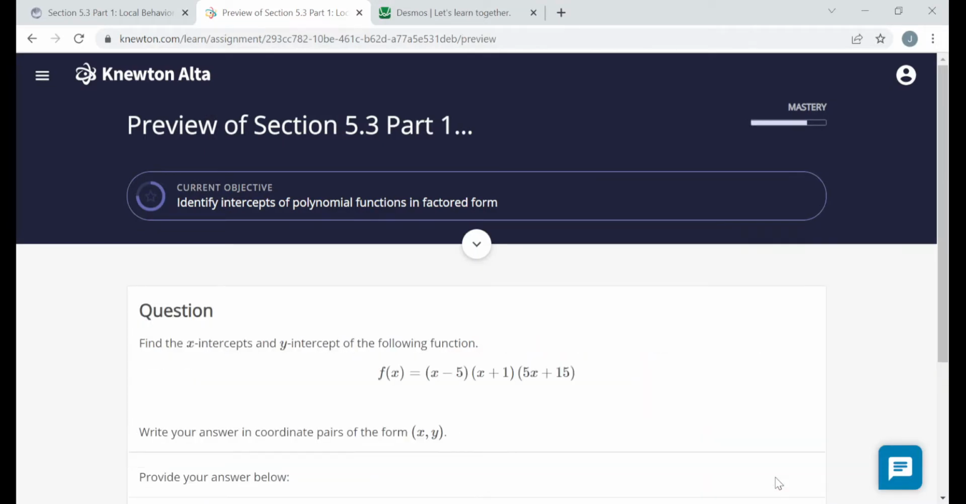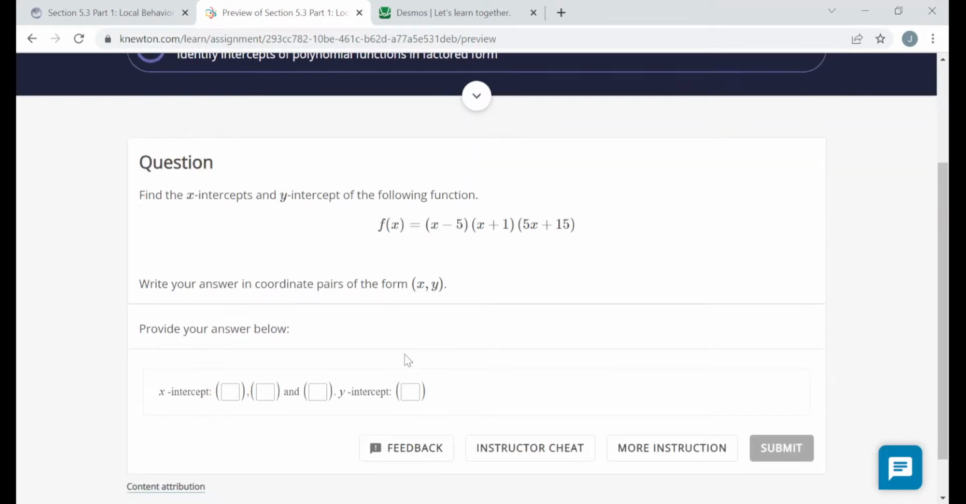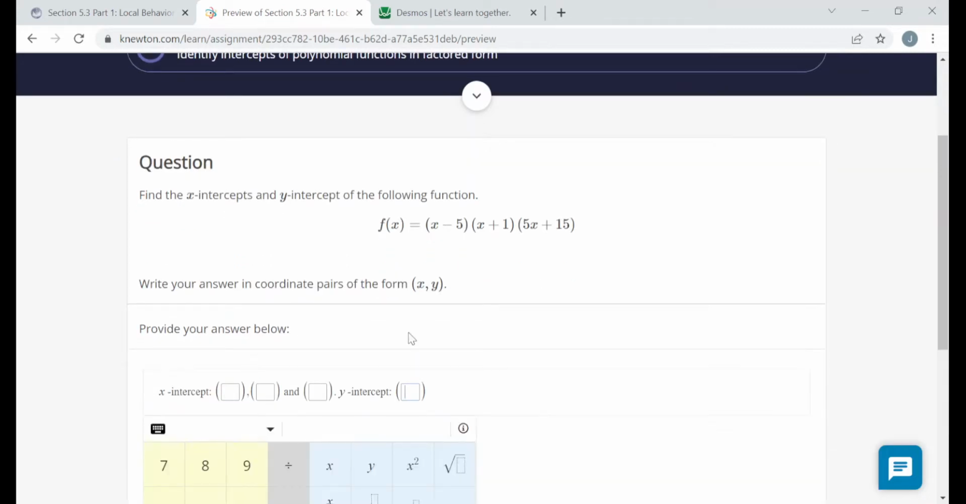Okay. So once again, y-intercept, plug in 0 for x. Then you'll have negative 5 times 1, so negative 5 still, but then times 15. Right, so negative 75 for the output when the input is 0. So 0, comma, negative 75 for the y-intercept.